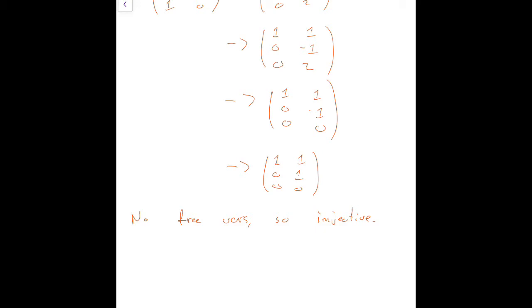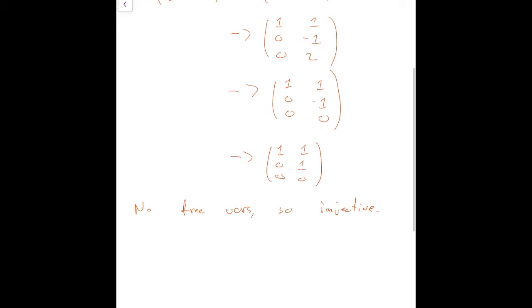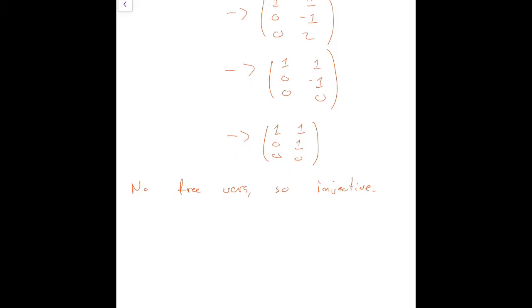Okay, and see the video on injectivity to see why that means it's injective. You're going to have to know why that means it's injective. Row of zeros. So not surjective.